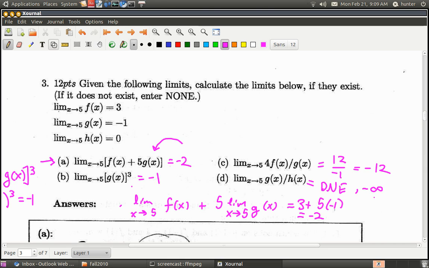Okay, so why does it go to -infinity? If you just get your calculator out and start looking at things like -1 over 0.000001, you'll agree with me that this thing is getting closer and closer to -infinity. So just check those out and see what happens. And great, so that's how you do number 3.